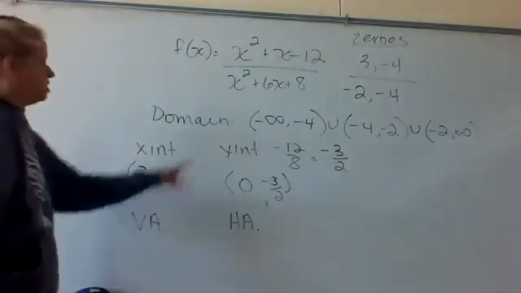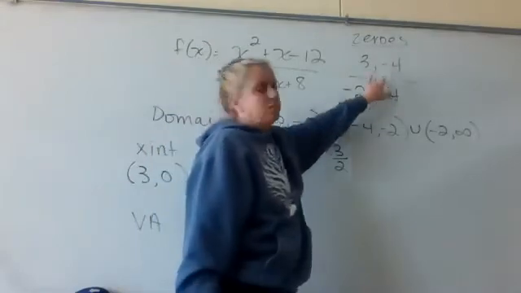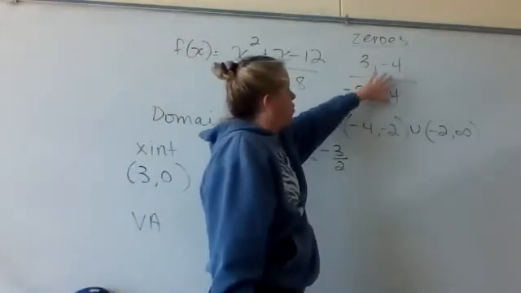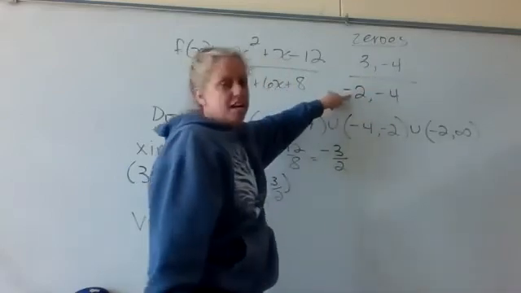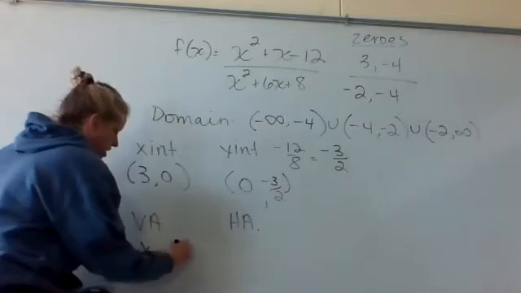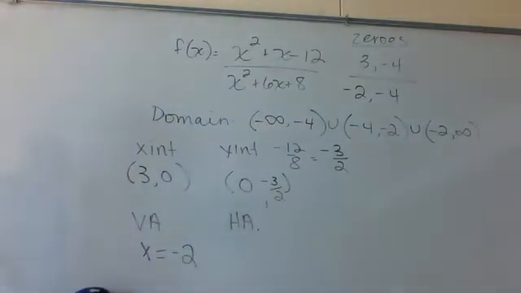Vertical asymptotes, zeros of the denominator, as long as they're not zeros of the numerator. So again, the -4s cancel each other out. The -2 is the only place you have a vertical asymptote. So x equals -2.